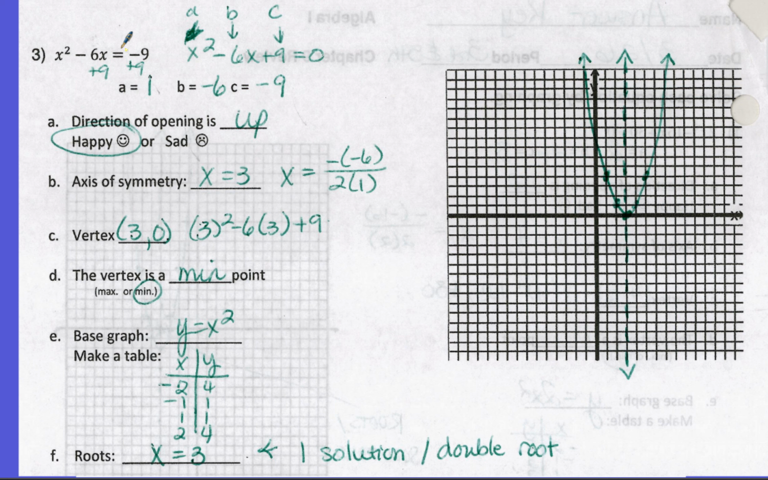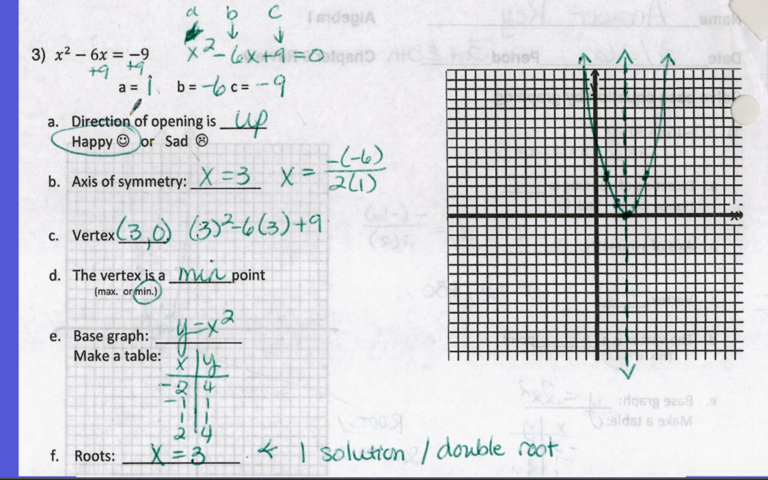Number 3, first thing you must do is make it equal to 0, so you add 9 to both sides. So now I have my A, my B, and my C. A is 1, B is -6, C is -9. It opens up because A is positive. Axis of symmetry, x equals negative, or the opposite of B. So I'm going to get a positive 6 over 2 times A, which is 2 times 1. So in this case, we get 3.